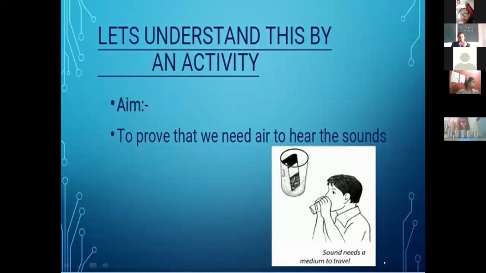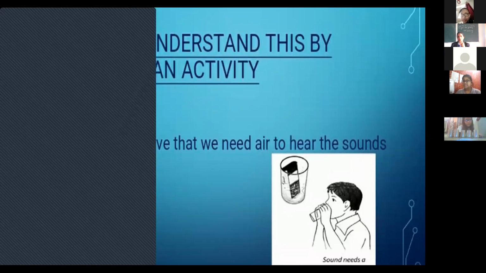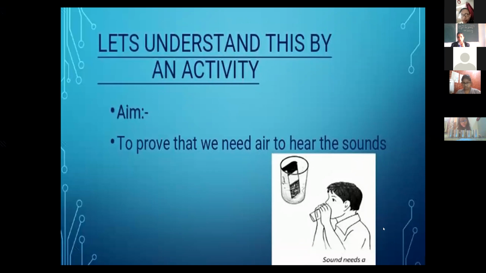You have put the mobile phone in the glass. Yes, ma'am. Listen to the ring carefully. Now surround the rim of the tumbler with your hands and put your mouth on it, inside the tumbler.